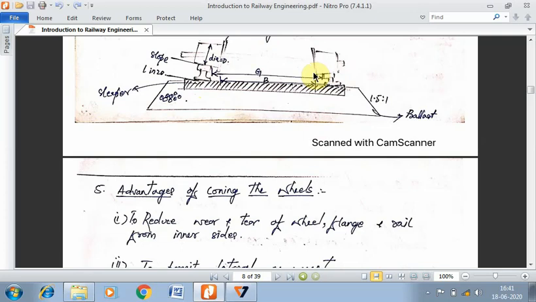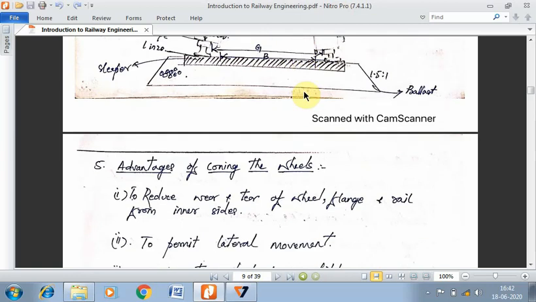Now this friction and resistance is responsible for the degradation of the metal that we use in the construction. So because of this coning, the wear and tear of the wheel, as well as the flange and the inner surface of the rail, gets minimized. So that's the first advantage.